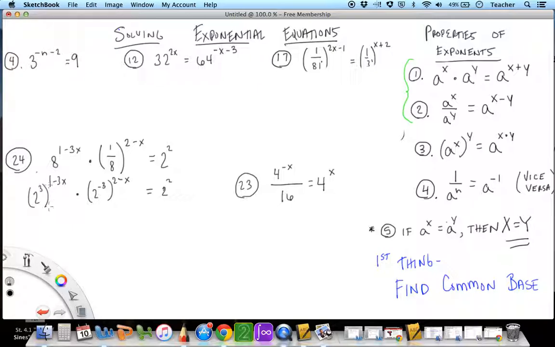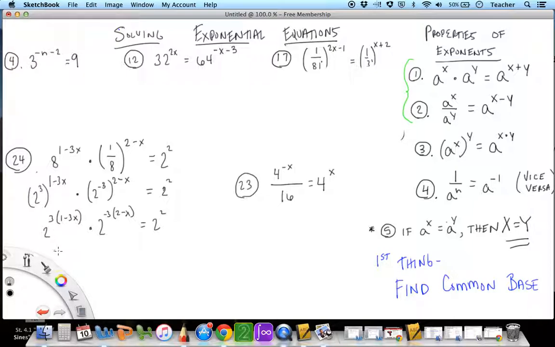All right, so let's get crazy here. We have 2 to the third, 1 minus 3x times 2 to the negative 3 times 2 minus x equals 2 squared. Now we all have the common base here, but before we start jumping in, we're multiplying these two things. And some of you guys are seeing the writing on the wall here. If you notice property number 1 that we've labeled here, if we multiply two expressions with the same base, we add their exponents.